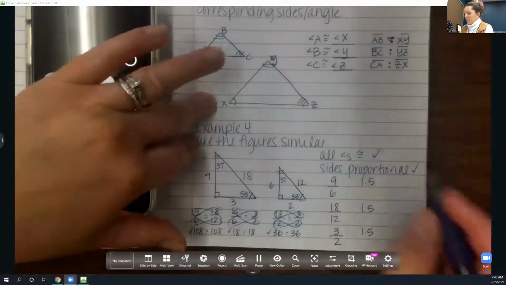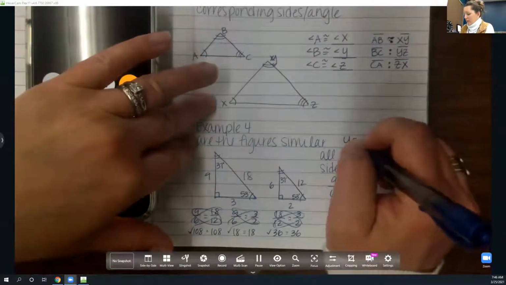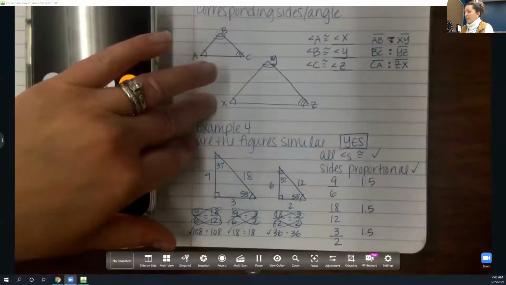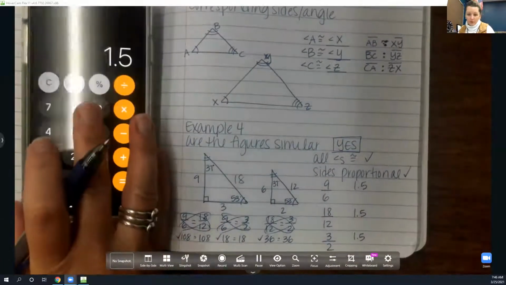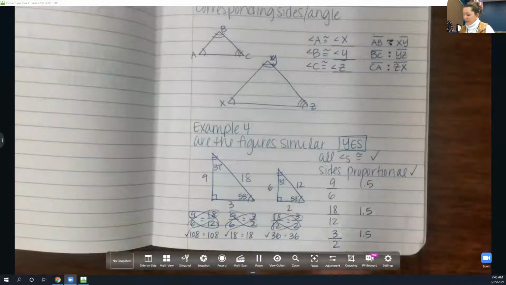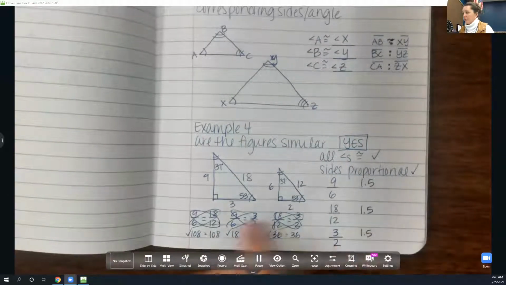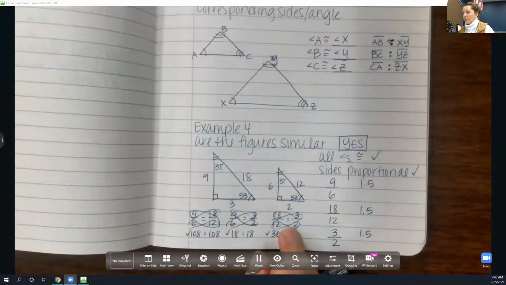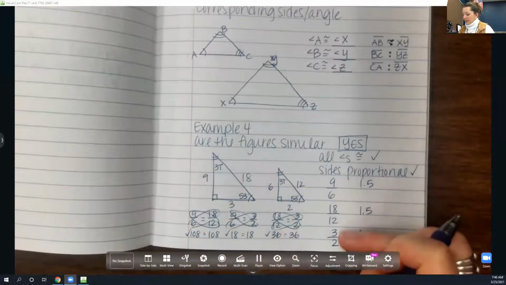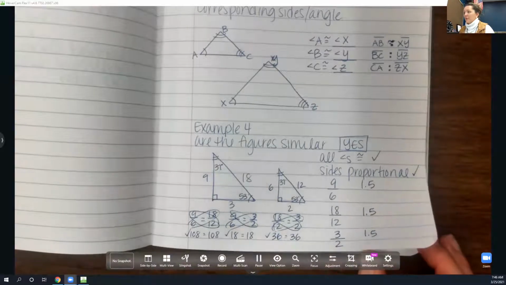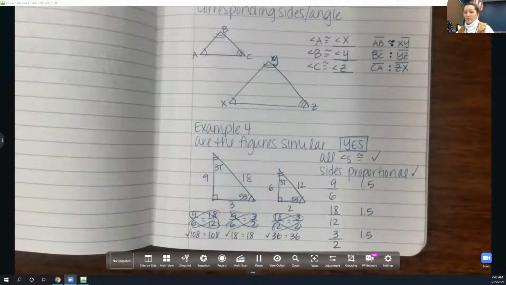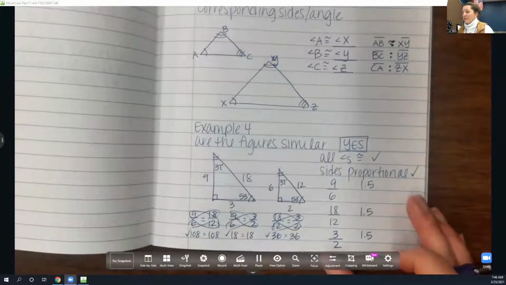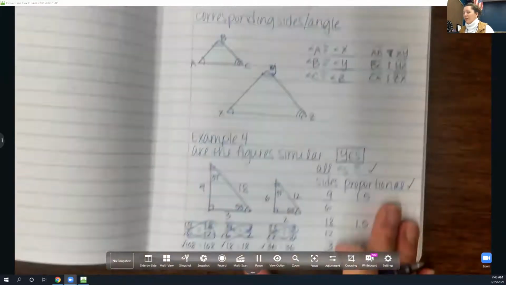So it says, are the figures similar? And my answer here is yes. Why? Because all of the angles are congruent. We proved that. And all of the sides are proportional. We proved that two different ways. We set up proportions and solved, equal ratios, and I looked at their scale factor to see if it was similar, and it was true. Okay, so that leads us into another word that I want to talk about, and that is scale factor.